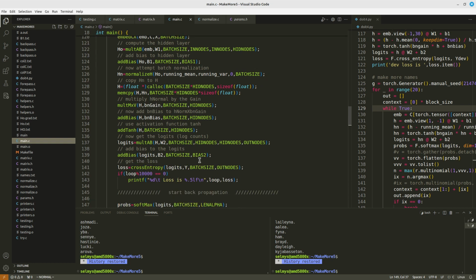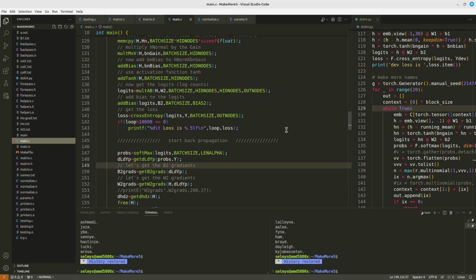And then we do our logits, and we did our cross entropy to get the loss, and then we start the back propagation. The back propagation is very complicated for C because we have to get all of the derivatives ourselves. We have to figure them all out one by one. So in here, I think it's best if I just go over some of the math I did to work this out.